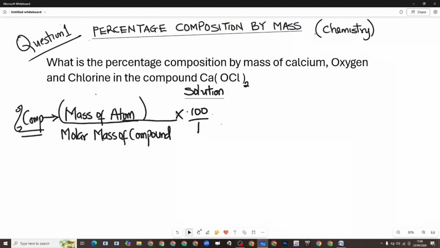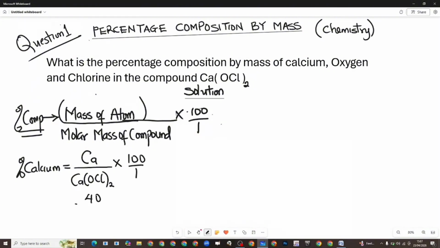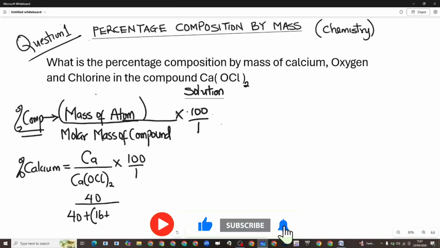So the question says, what is the percentage composition by mass of calcium? So we're looking for the percentage of calcium. For that, we look at the mass of calcium over the total compound, which is Ca(OCl)2, times 100 over 1. Calcium is 40, over 40 plus, in brackets, oxygen is 16 plus chlorine is 35.5, times 2.